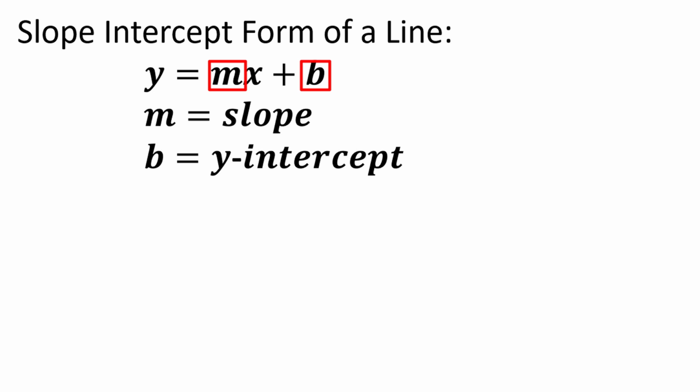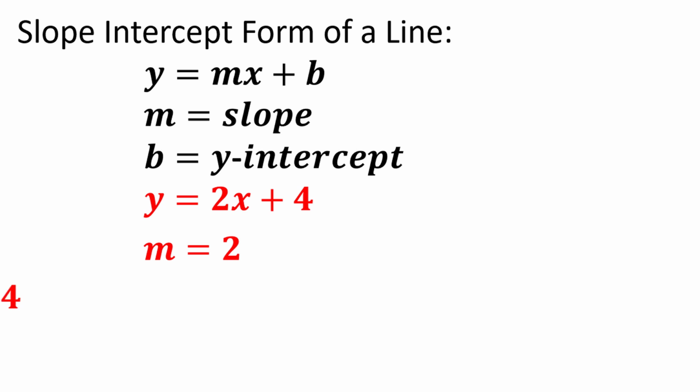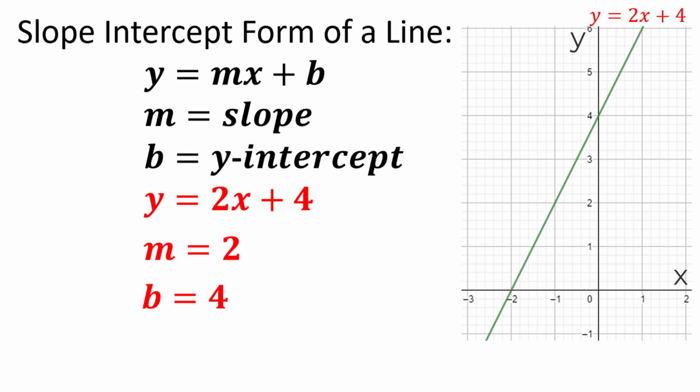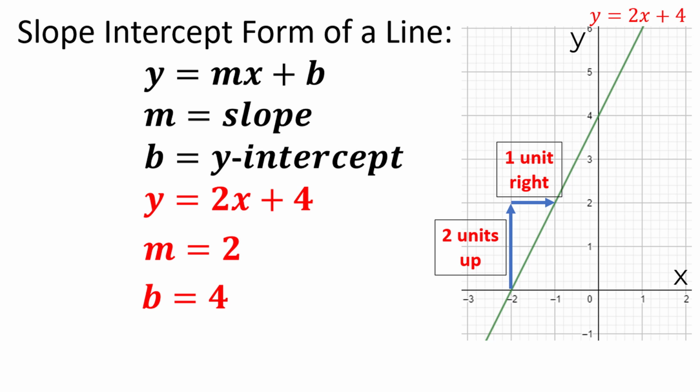the equation. For example, in the line y equals 2x plus 4, the slope is m equals 2, and the y-intercept is b equals 4. The graph of this line looks like this. The slope is 2, meaning if we move 2 units up from our line, we must move 1 unit to the right to be back on the line. The y-intercept is 4, indicating that the line crosses the y-axis at y equals 4.